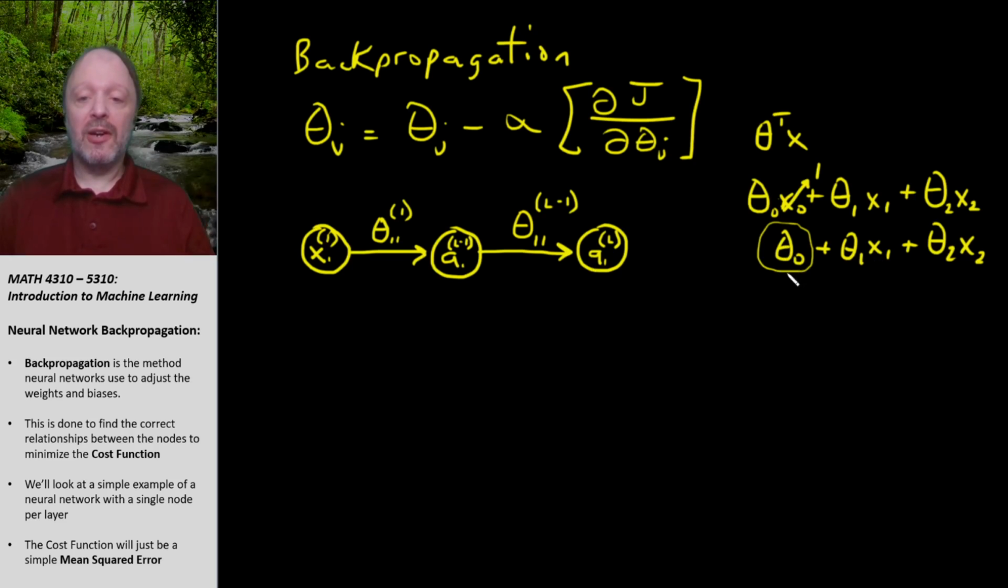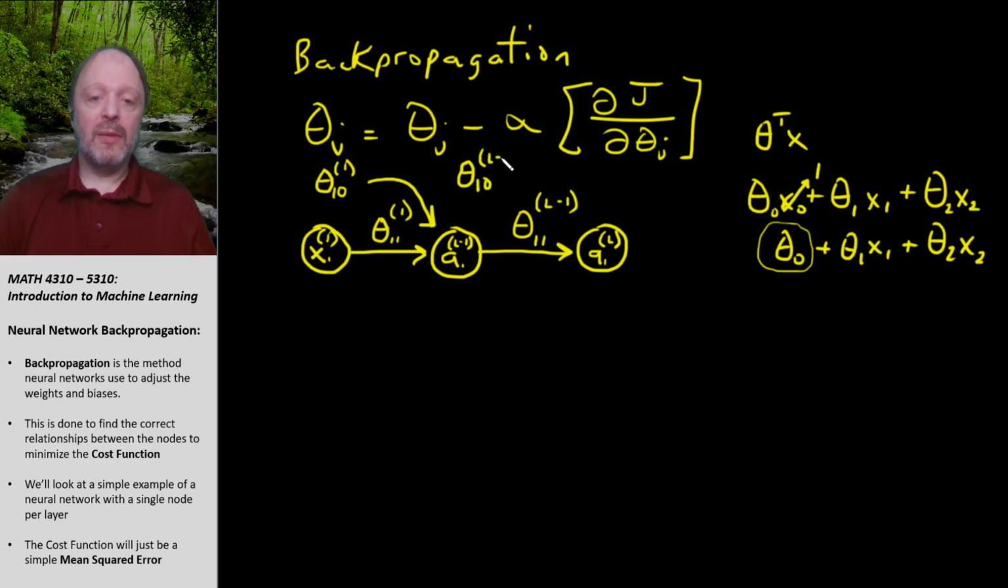So this is our bias, and I would have, hey, hold on, let me erase that. I don't want to do it that way. Let me do it like this. I would have something like theta 0, 1 from layer 1. That would be the bias. It's going to feed in right here. And then on top of here, I would have something like theta 0, 1 in layer L minus 1.